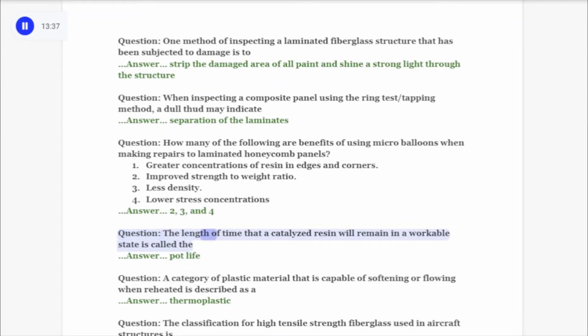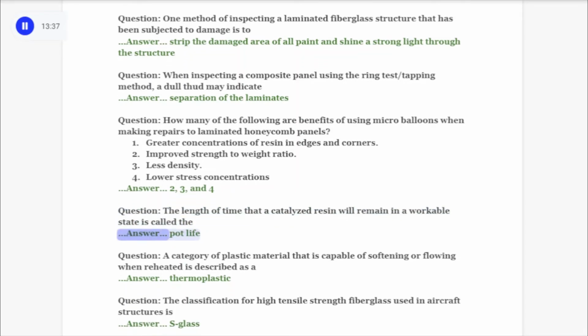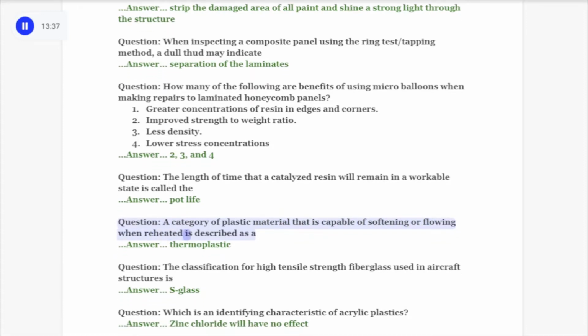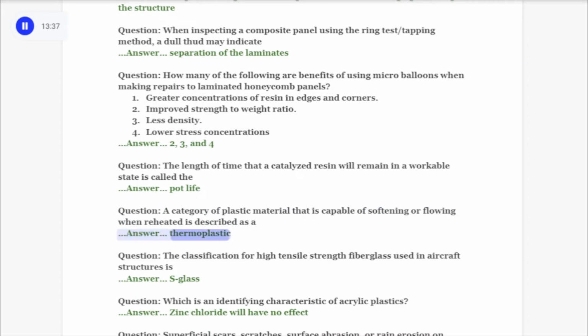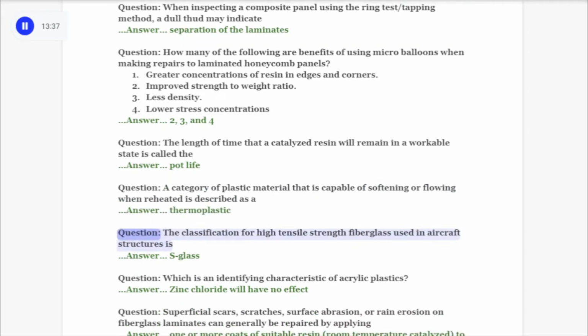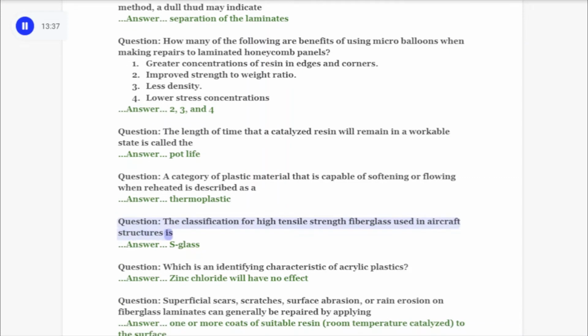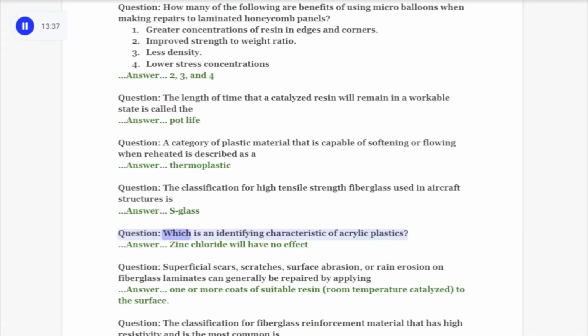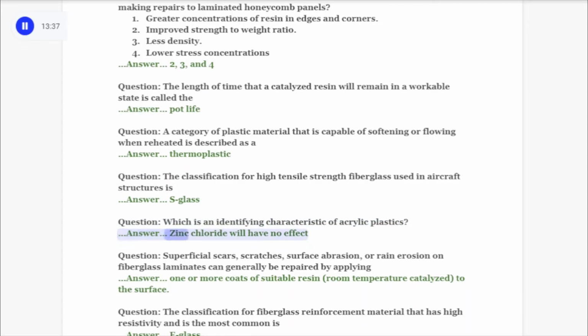Question: the length of time that a catalyzed resin will remain in a workable state is called the. Answer: pot life. Question: a category of plastic material that is capable of softening or flowing when reheated is described as a. Answer: thermoplastic. Question: the classification for high tensile strength fiberglass used in aircraft structures is. Answer: S-glass. Question: which is an identifying characteristic of acrylic plastics? Answer: zinc chloride will have no effect.